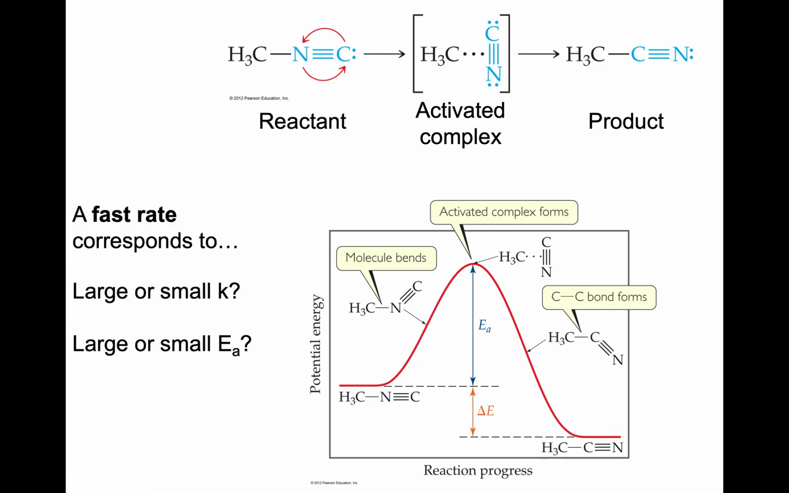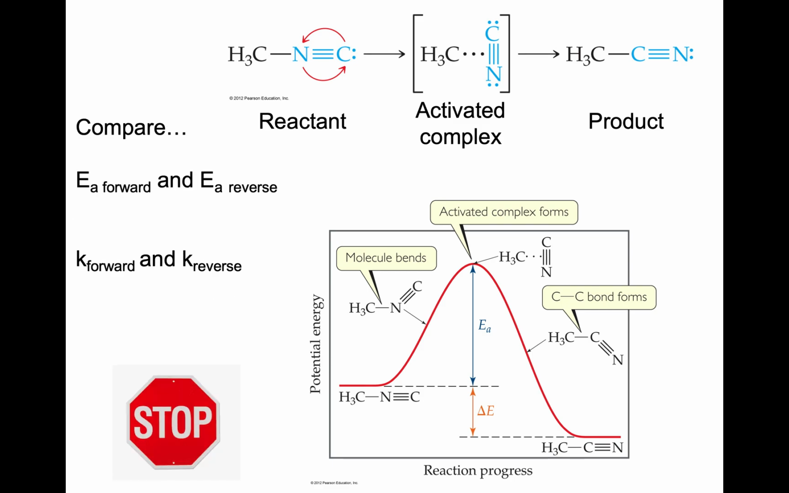How about this one? If we say something has a fast rate, what do you think that means in terms of the rate constant and the activation energy? When something has a fast rate, it means it has a large rate constant. Small letter k is a large value. And that also corresponds to a small energy of activation. A smaller energy of activation, it's easier to get over this barrier, and that leads to a larger rate constant.